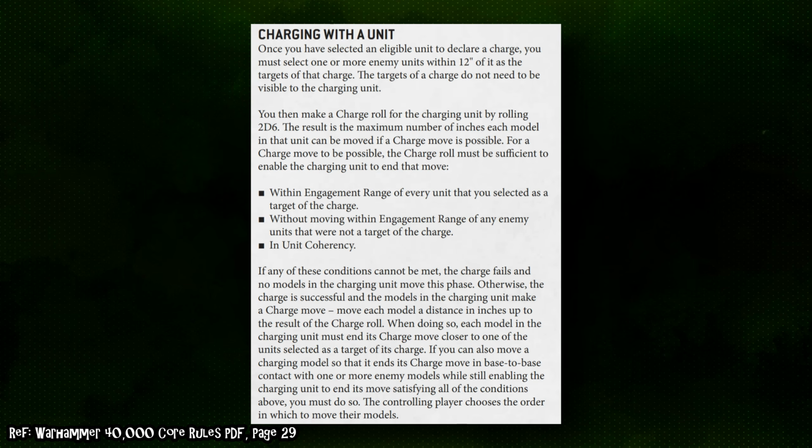You can also enter engagement range of the charge target, but you cannot enter the engagement range of any other units. It is important to note that you always must be taking this movement towards the charge target. The distance between the moving models and the target has to be closer, even if you're not moving your full charge distance.